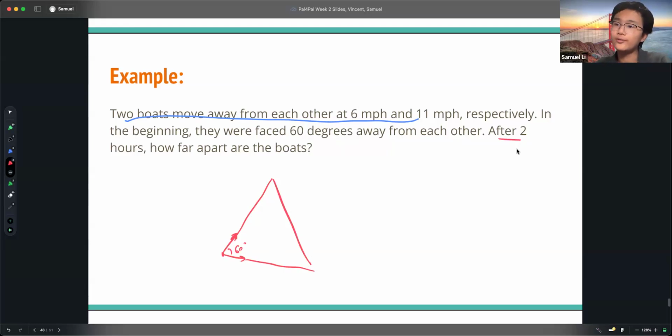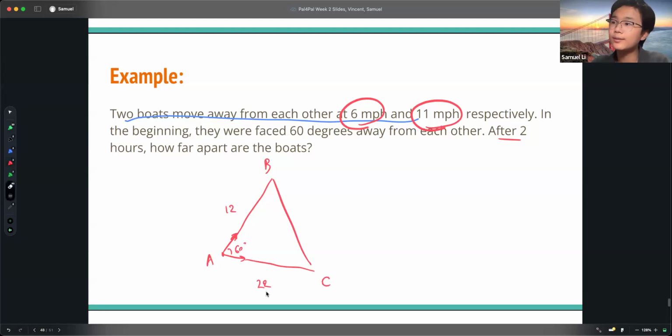So distance is equal to speed times time. So speed is equal to 6. After 2 hours, boat number 1 would have gone 12 miles. Boat number 2, 11 miles per hour. After 2 hours, 22 miles. So let's call that A. Let's call this B. Let's call this C.